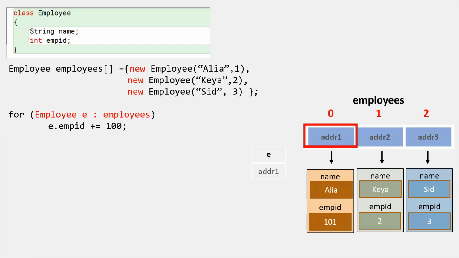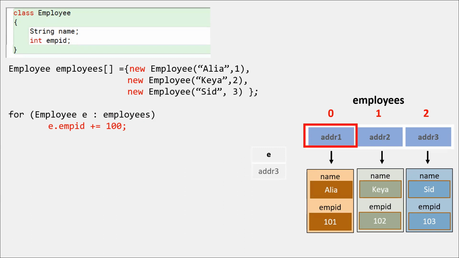Okay, continuing the loop, E will now hold address 2, and when we execute the statement e.empId plus equal to 100, okay, address 2's emp id currently is 2. When the statement gets executed, this emp id will change to a 102. And similarly for the last element in the array, E will now hold address 3, okay, and when we do e.empId plus equal to 100, it will give us 103.